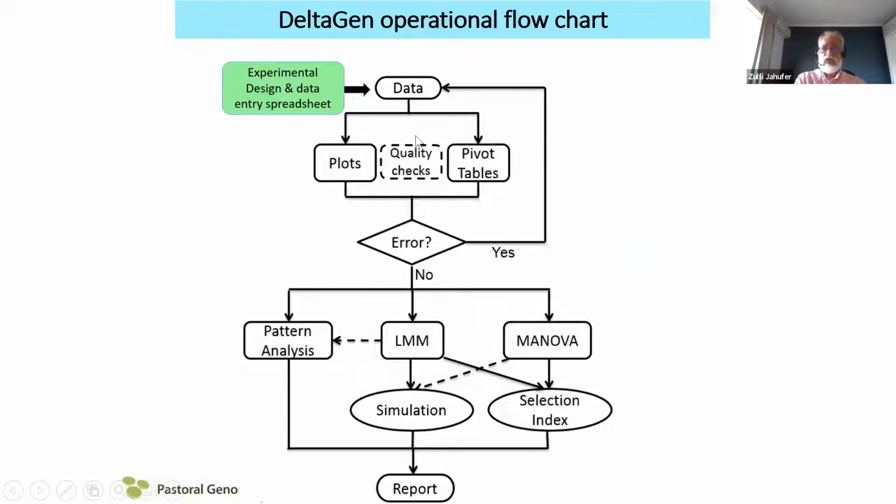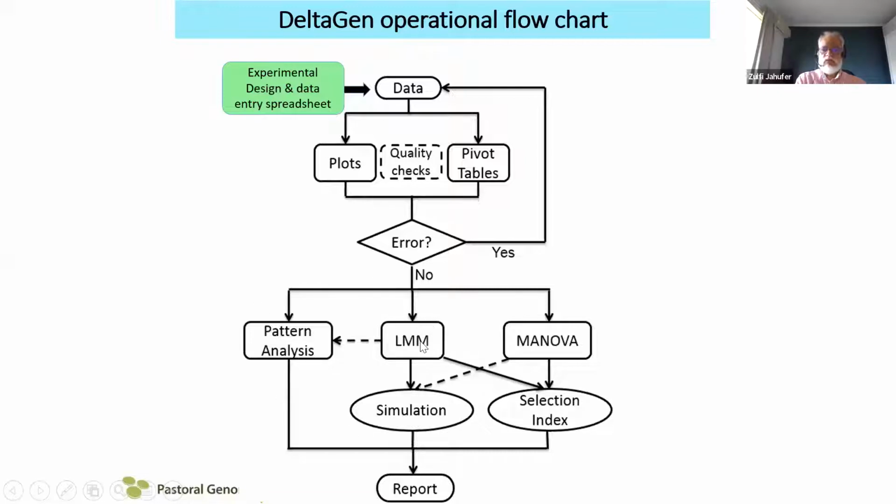Data comes in, you do your quality checks using plots and pivot tables, and if there's an error, you go back and do your transformation, whatever, and if it's okay, then you get into the program. Get right into the program, the analysis part of it.